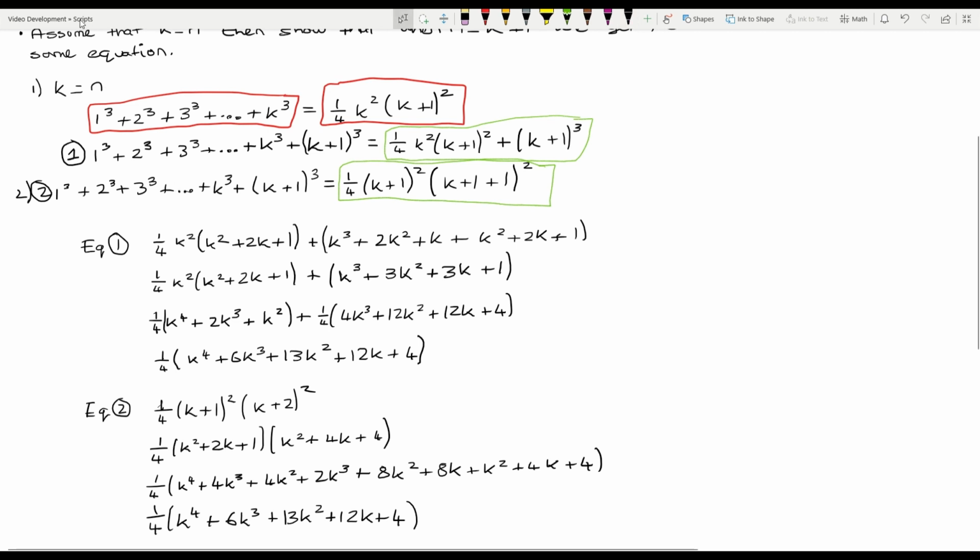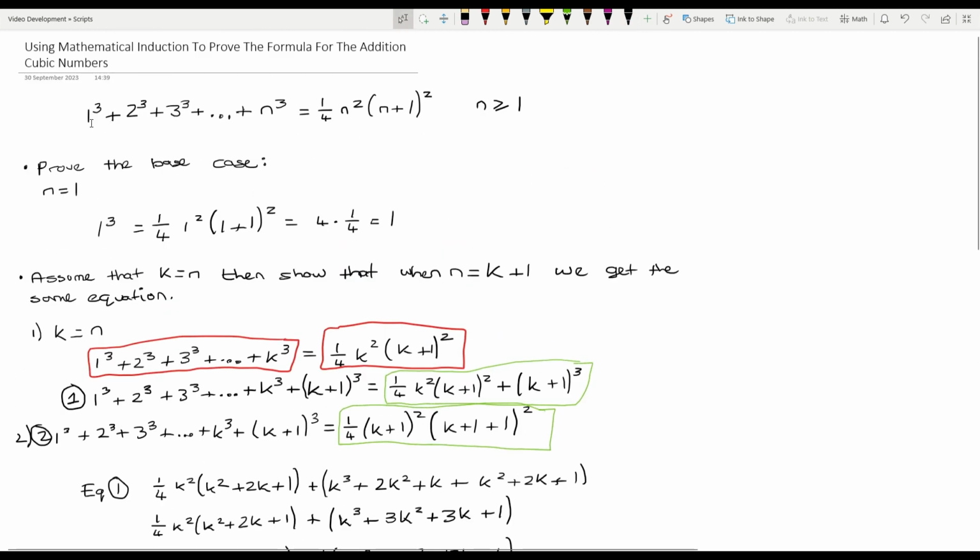Therefore, we've proved that 1 cubed plus 2 cubed plus 3 cubed plus ... plus n cubed is equal to a quarter of n squared times (n plus 1) squared by mathematical induction.